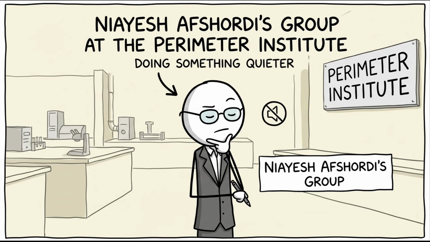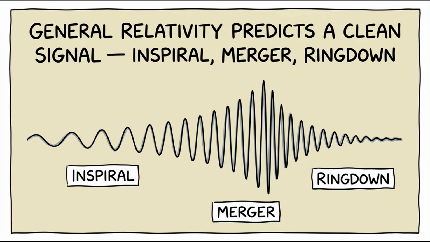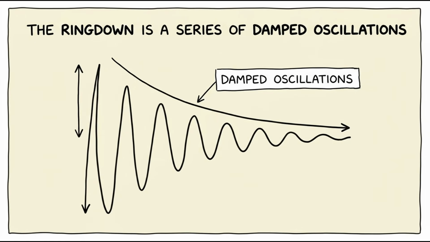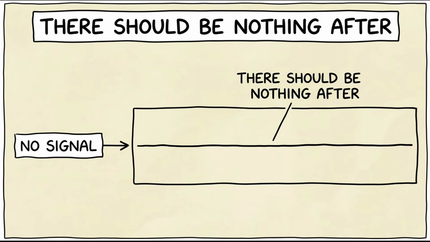Nyayesh Afshorty's group at the Perimeter Institute was doing something quieter. They were looking for what came after. General relativity predicts a clean signal: inspiral, merger, ring down. The ring down is a series of damped oscillations as the newly formed black hole settles. It should fade smoothly into detector noise. There should be nothing after.